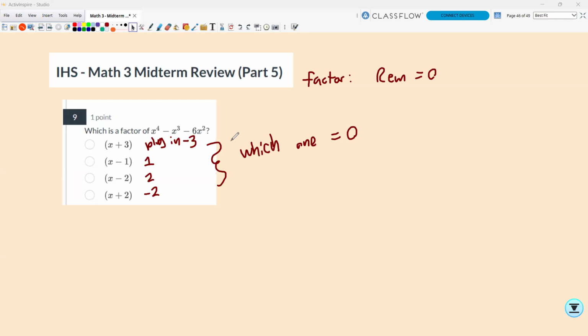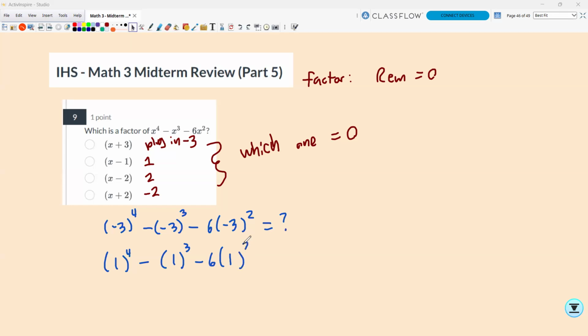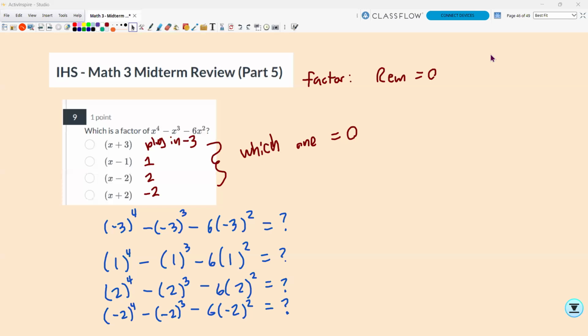My advice on that one is just going to use the remainder theorem. So I would just plug in, let's say -3 into x to the fourth minus x cubed, so -3 cubed, minus 6 -3 squared. See what you get. And then do the same thing with 1. And the other ones as well. So you can see we'd have to plug in those numbers in for all your x's.